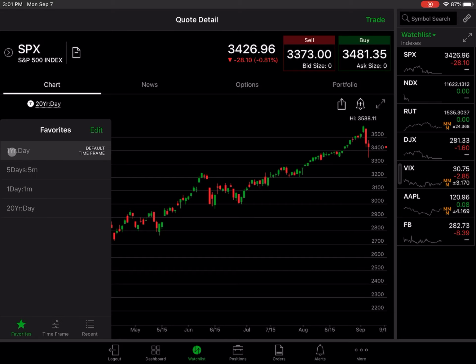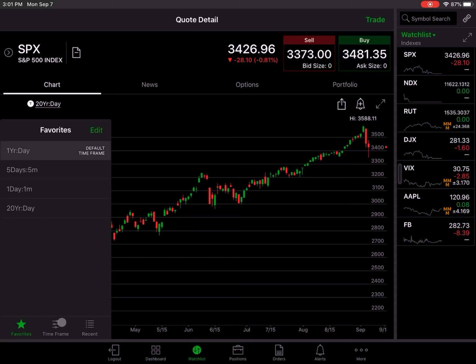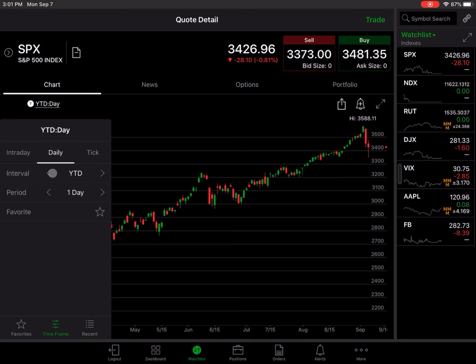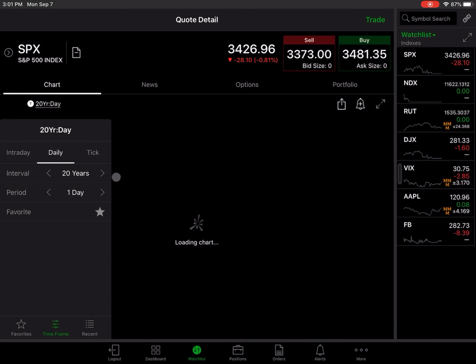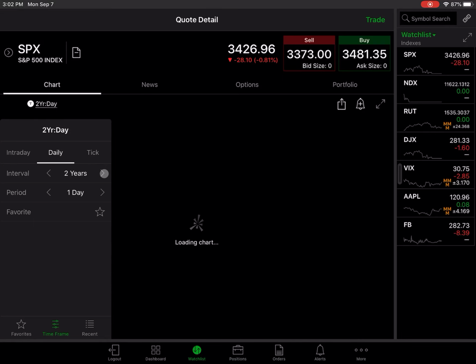If you don't know how to set your chart to 1 year, 1 day, or something like that, you click on this little T or where the time frame is. You click on time frame down here. You click on daily if it's not already checked. You switch the interval to whatever you want. Max is the most. 20 years is the one right before that. And then you can go up to a year like that.